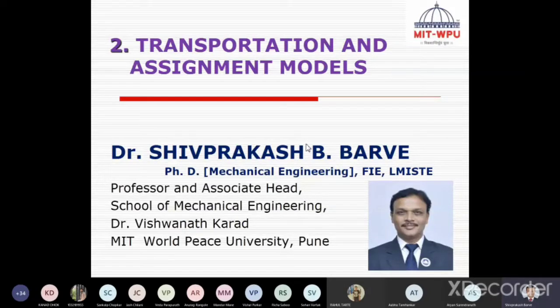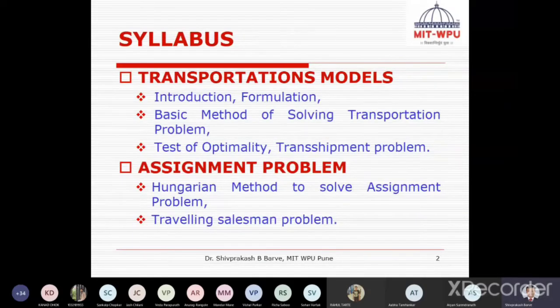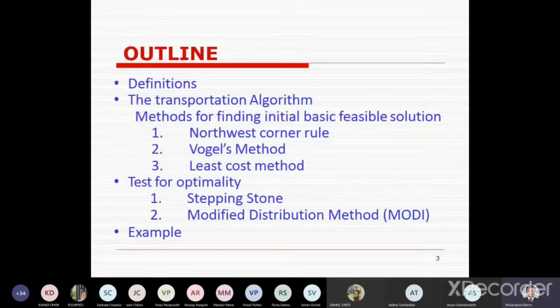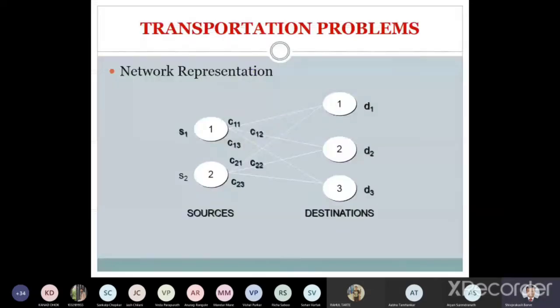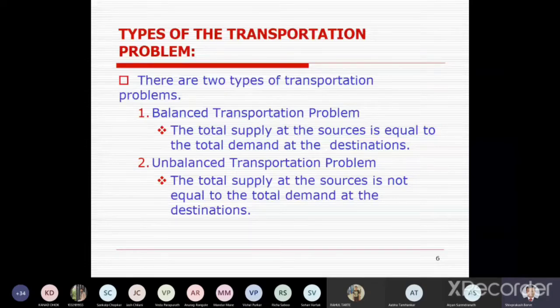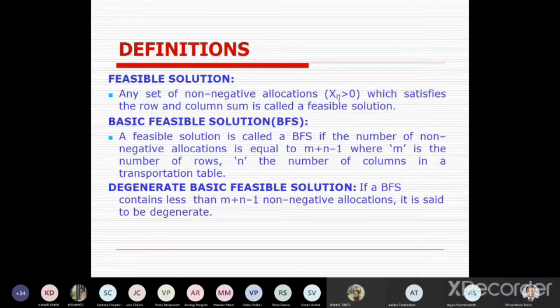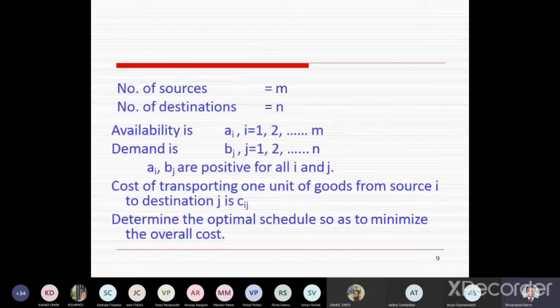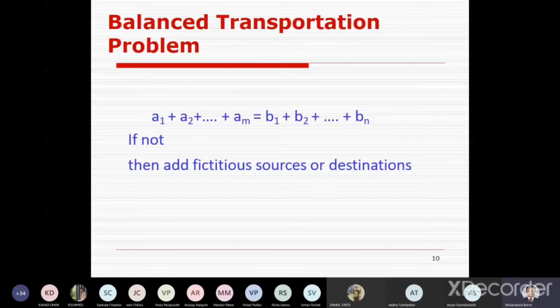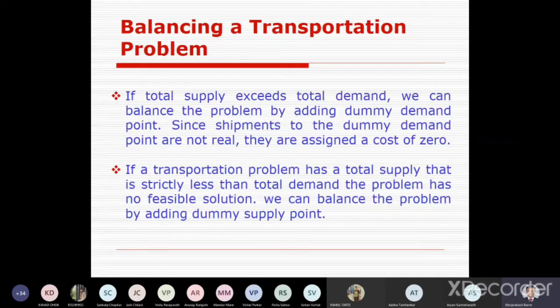So in the last lecture, that is yesterday's lecture, we were talking about transportation and assignment models. We started with the syllabus, and we discussed that there are three basic initial feasible methods: the northwest corner method, the least cost method, and Vogel's approximation method. Out of these, we discussed the first method, the northwest corner method.